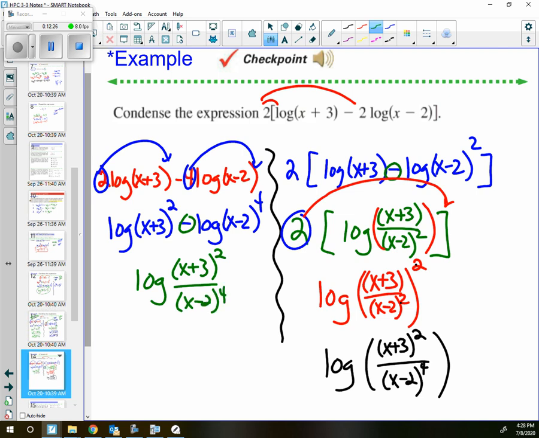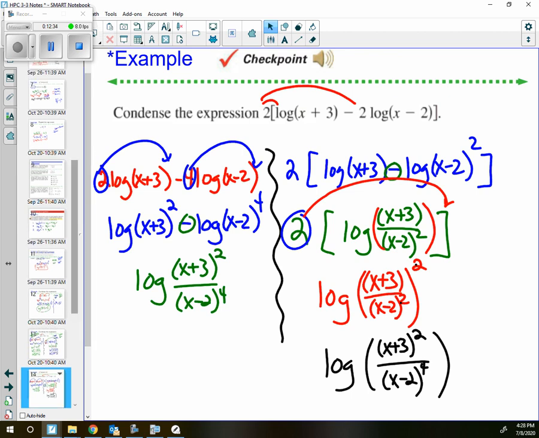Now, if I compare these two, I kind of think the second way is a little bit easier, getting rid of those big grouping symbols first to do that condensing. So it really is a matter of kind of perspective and what's easier for you. But that's what condense means, writing it as a single log, taking all those separate little pieces and putting them back together.